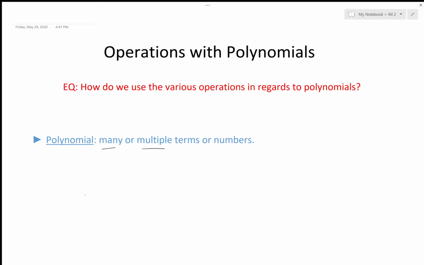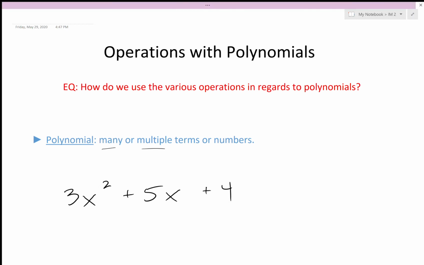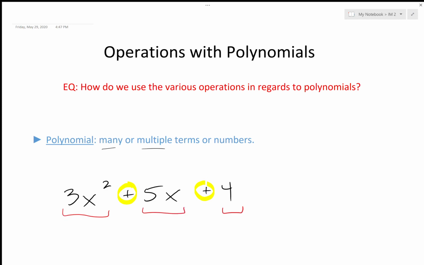So if I gave you something like 3x squared plus 5x plus 4. This is a polynomial because it's made up of separate terms. And in this case, we look at all the operations connecting them. We have a plus and a plus. So we have two addition signs, which means that there are three terms here. First term is 3x squared, second term is 5x, and the last one is 4.